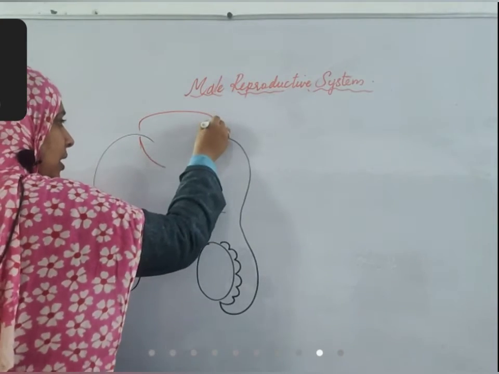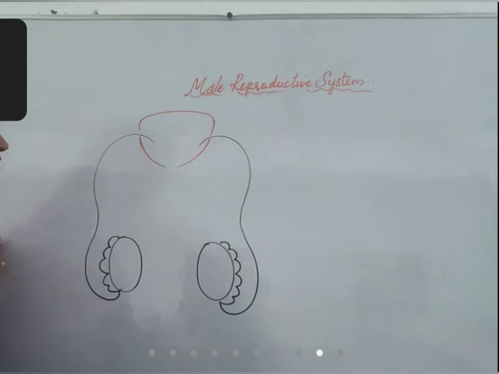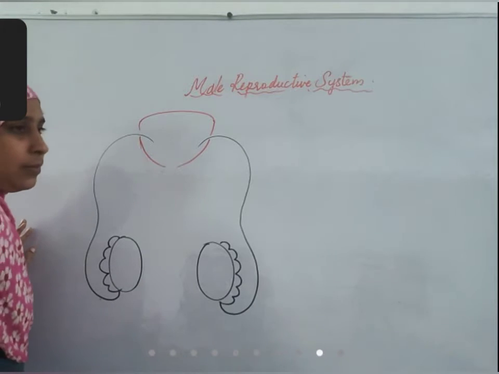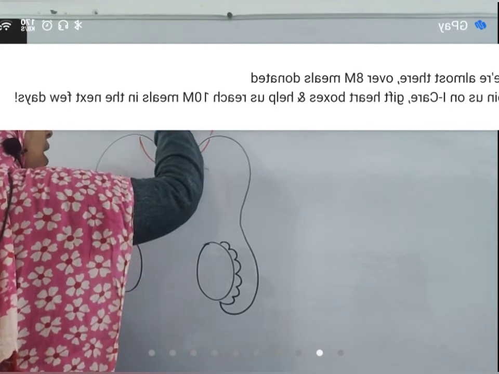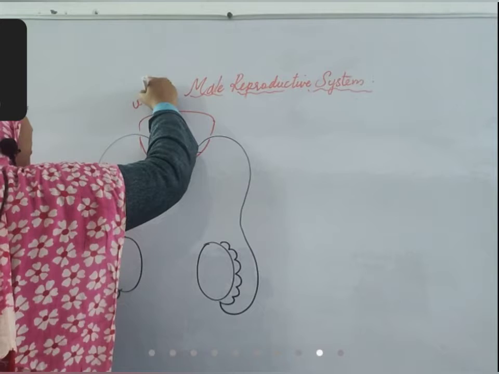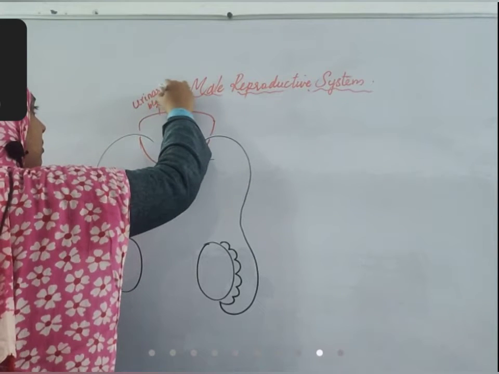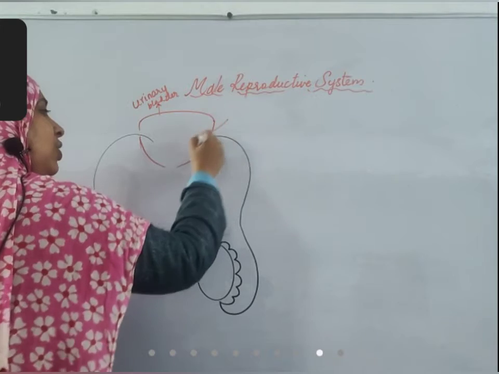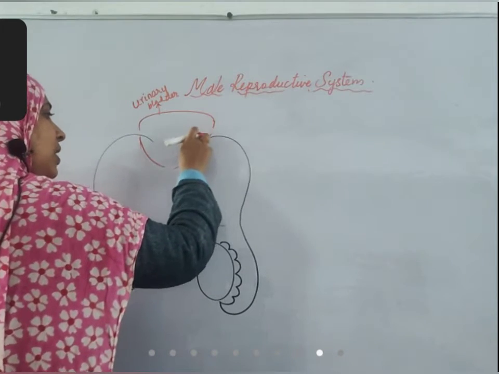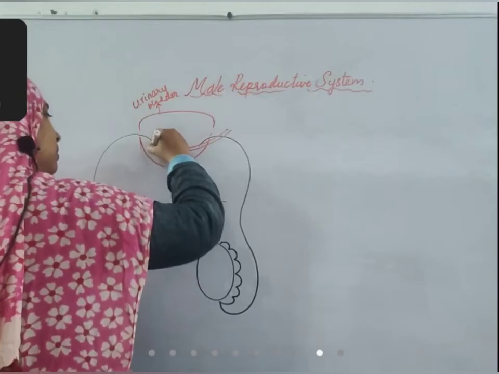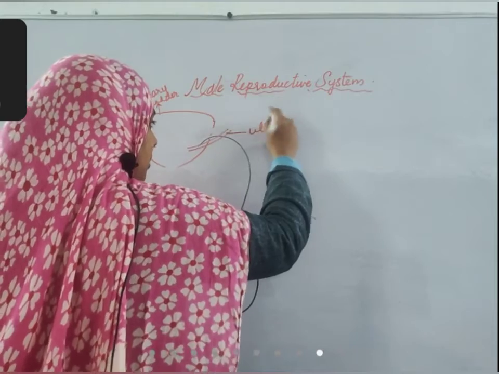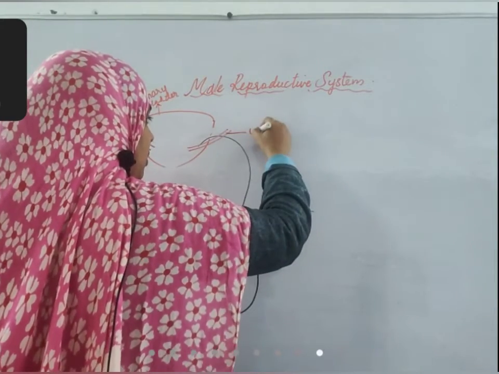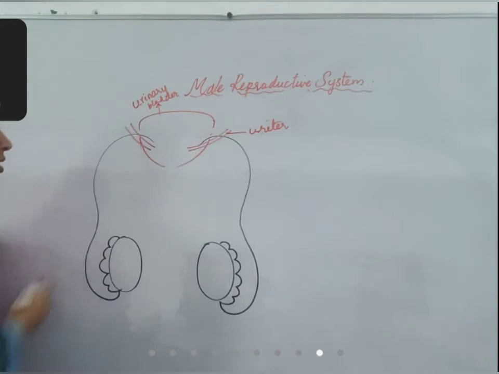What is the reason? In males, the excretory system and reproductive system have a common opening. So this is called the urinary bladder. Urinary bladder is connected to tube-like structures. What are those tube-like structures that connect the urinary bladder? Ureters. This is one ureter, this is another ureter.